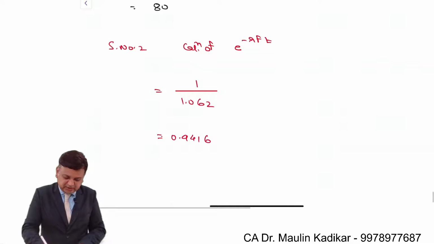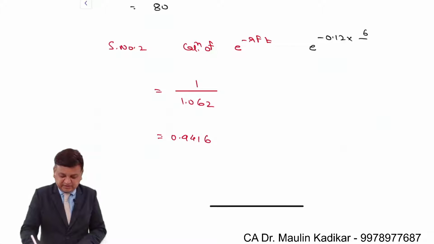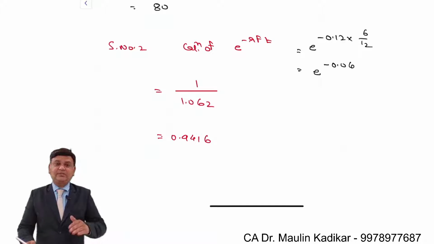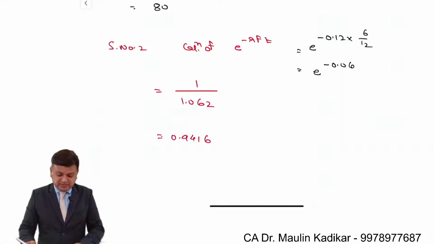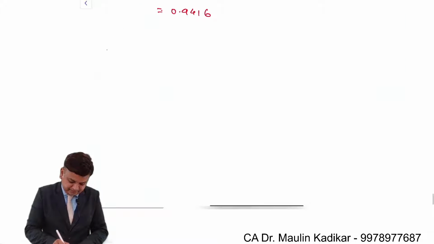So basically over here, it is e raised to negative 0.12 into 6 divided by 12. So it is e raised to negative 0.06. And the question is providing e raised to positive 0.06, so its reciprocal value will be calculated.